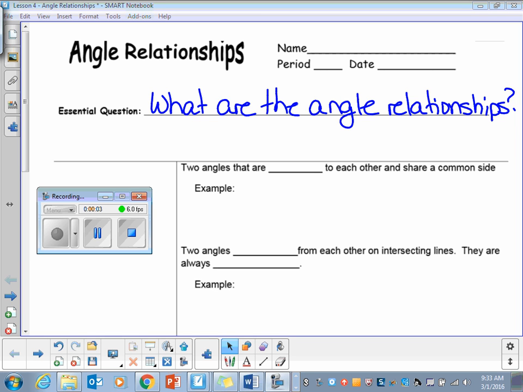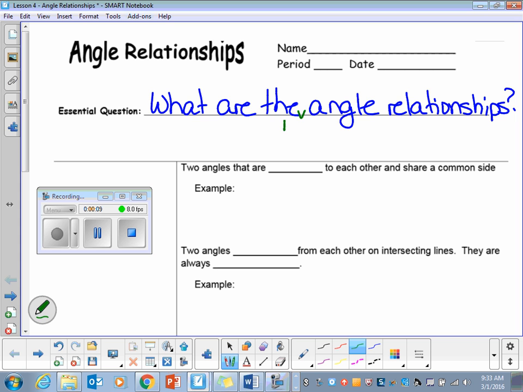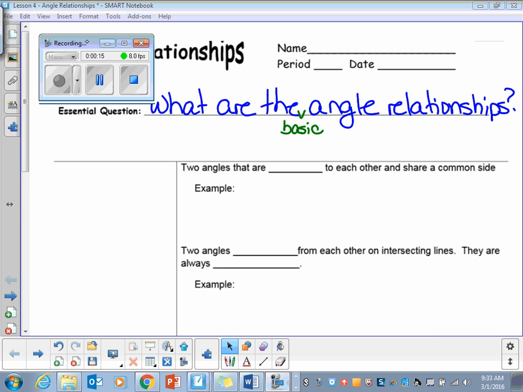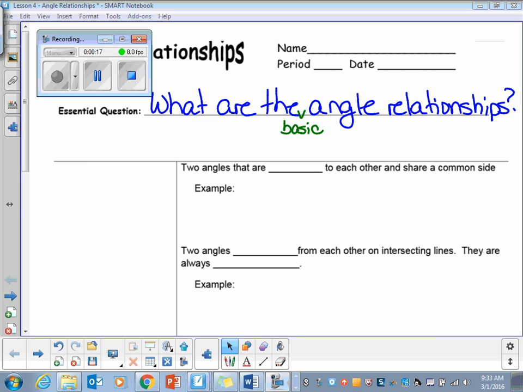All right, our essential question is, what are the angle relationships? And I really should say, what are the basic angle relationships? In the last lesson, we talked about single angles, that we classified them. They were acute, obtuse, right, straight, or reflex. We named them, putting the vertex in the middle. We talked about the sides being rays.